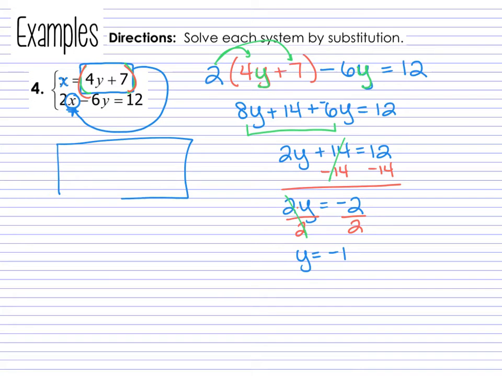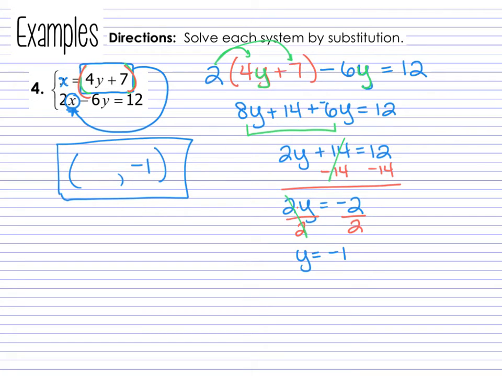So now here's my answer box. Again, I'm still answering with a point, with an xy coordinate. But now I'm going to fill in the y first. Y is equal to negative 1. So again, it doesn't matter which one you solve for first, you just solve for one and then use that to solve for the other.